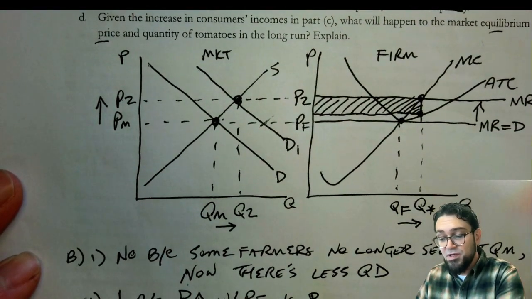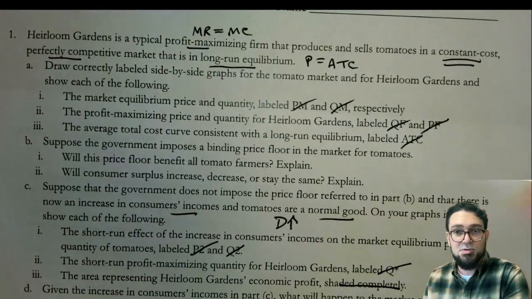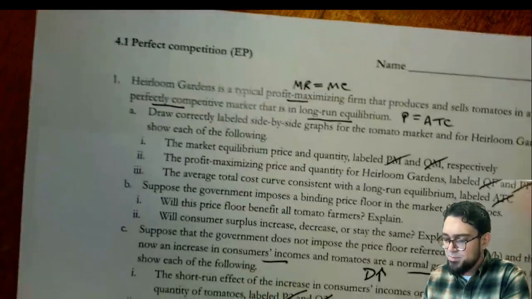And for what it's worth, part D, this price change that we were referring to here is actually dependent on it being a constant cost industry. If it wasn't a constant cost industry, it would look a little bit different, but hopefully that helped us with the practice problem. Let's take a look at the multiple choice.